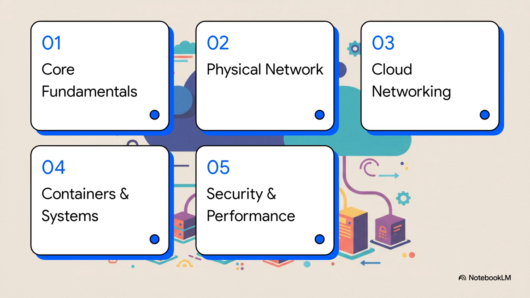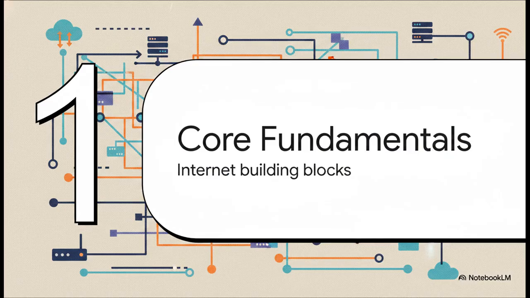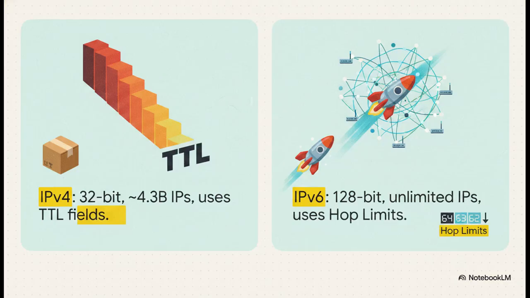We're going to breeze through 5 main pillars, taking you from basic networking all the way up to AI-level performance. Let's kick things off right at the foundation with Pillar 1, Core Fundamentals, literally the building blocks of the internet. Think about it. Without an address, you just can't deliver a package, right?